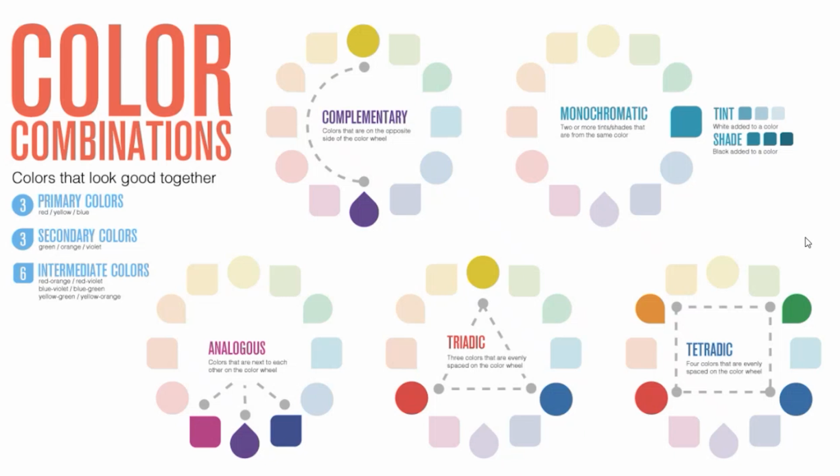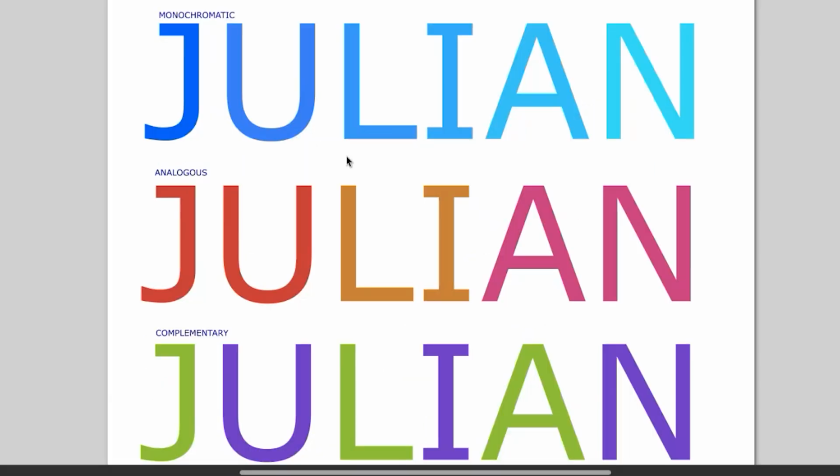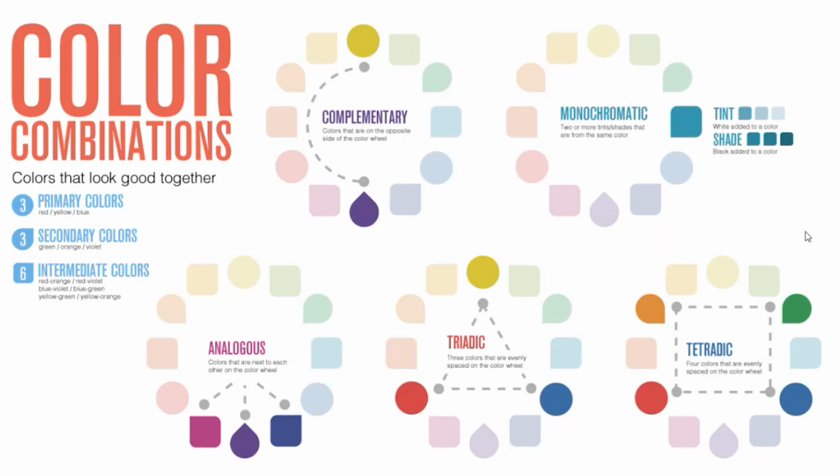So for this video, you're going to learn about different types of color combinations. You're going to take your name that you made previously for your name tag, and you're going to create different color combinations using your name that you created inside of Inkscape. So let's go ahead and get started.